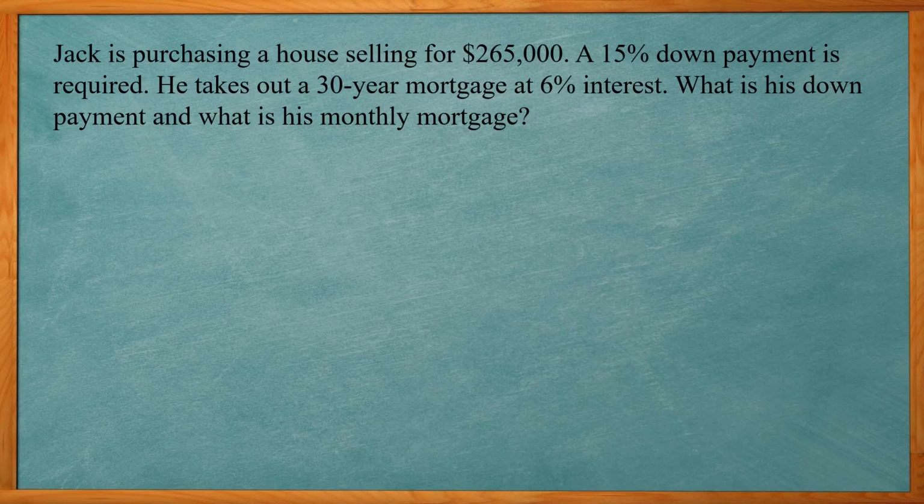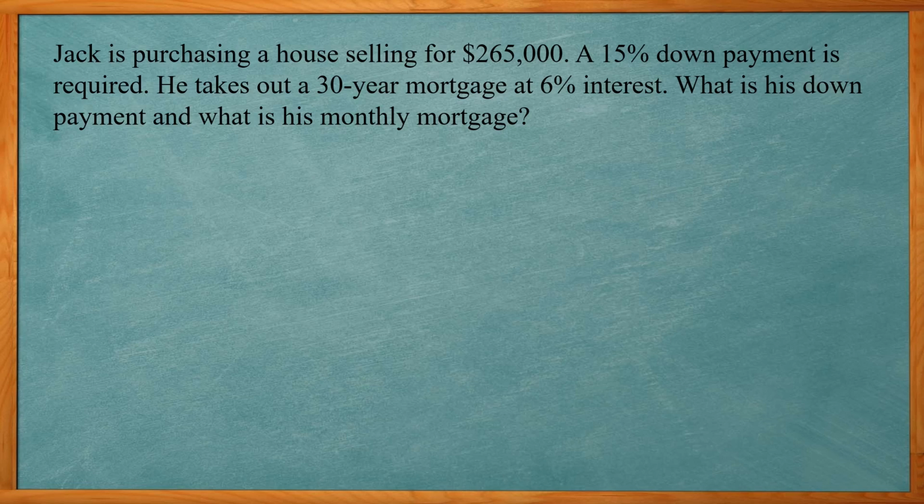Alright, so this reads, Jack is purchasing a house selling for $265,000. A 15% down payment is required. He takes out a 30-year mortgage at 6% interest. What is his down payment and what is his monthly mortgage?